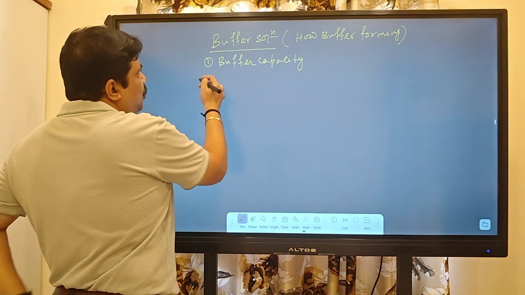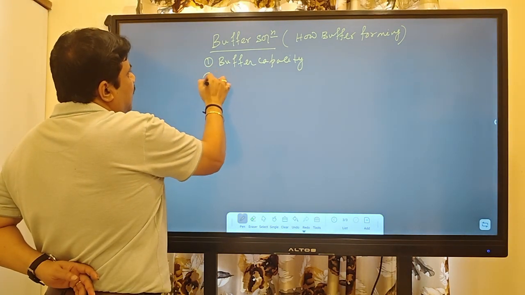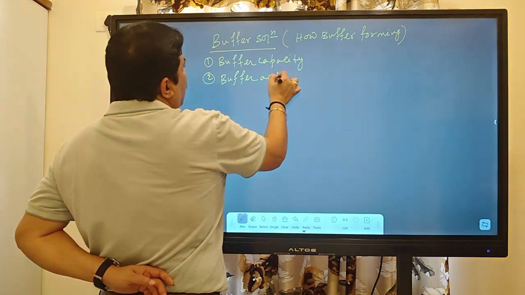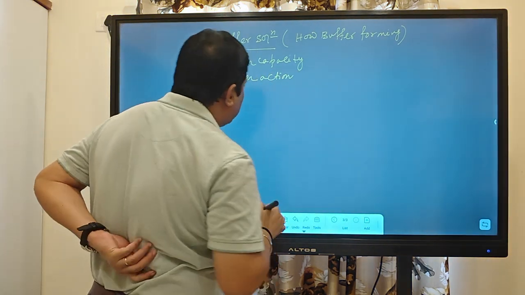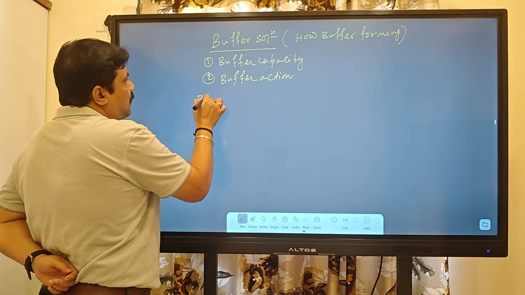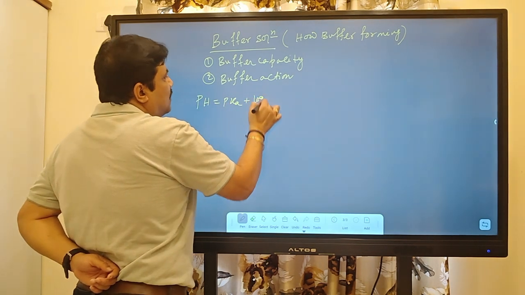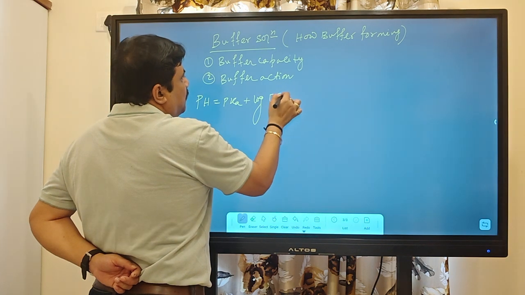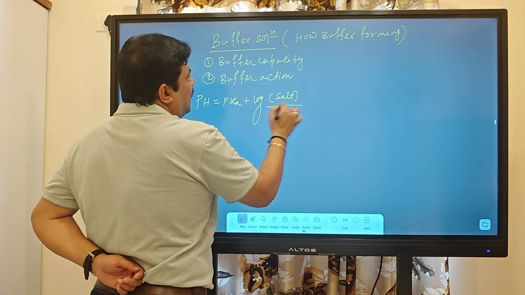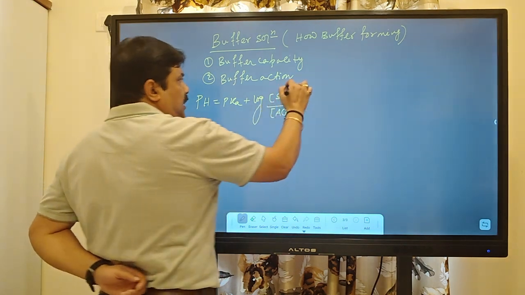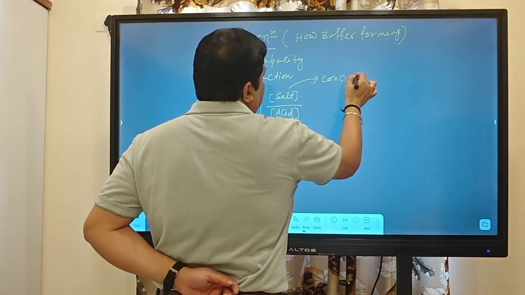Buffer capacity, how to define it, and buffer action. And always remember acidic buffer or basic buffer. For an acidic buffer, pH equals pKa plus log of concentration of salt by concentration of acid. But always remember, this concentration of salt means concentration of anion.